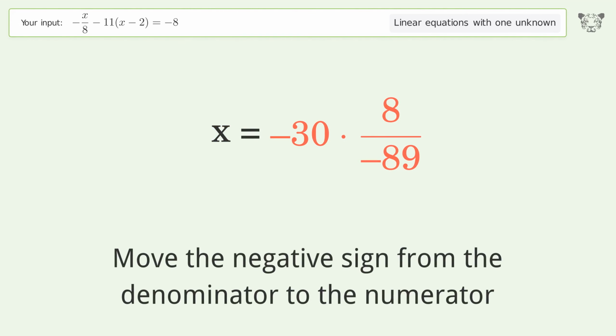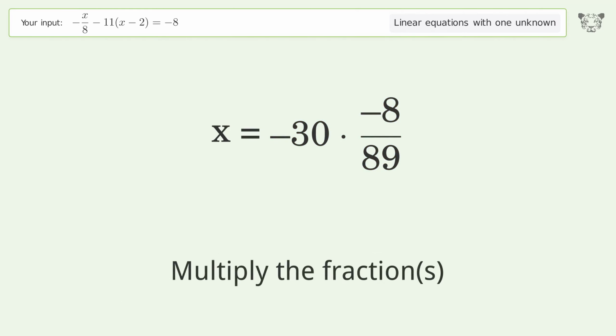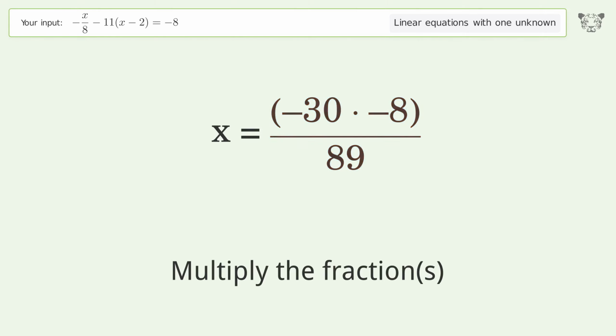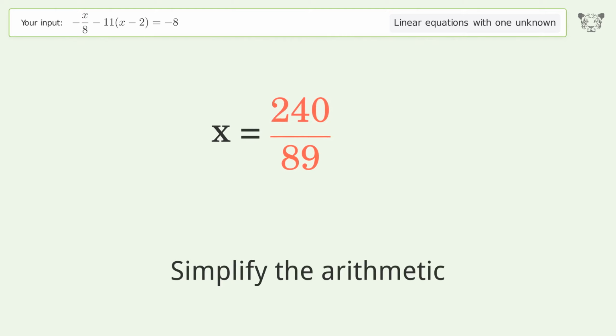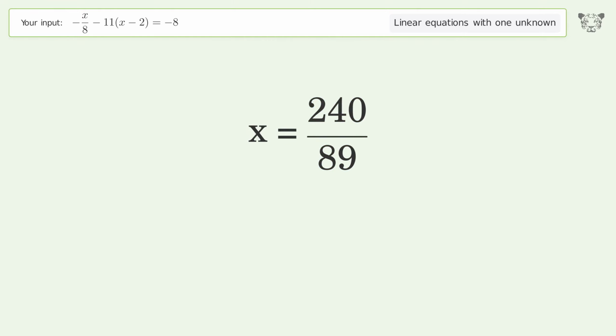Move the negative sign from the denominator to the numerator. Multiply the fractions. Simplify the arithmetic. And so the final result is x equals 240/89.